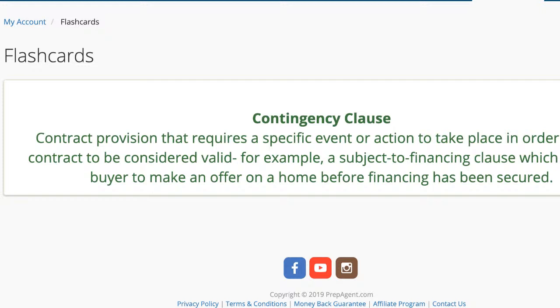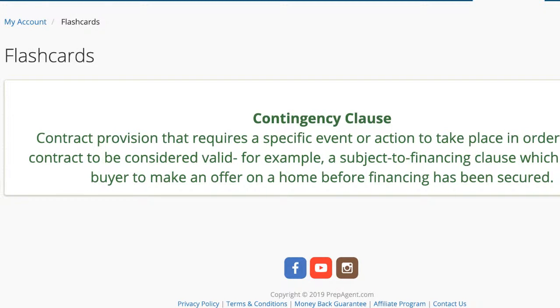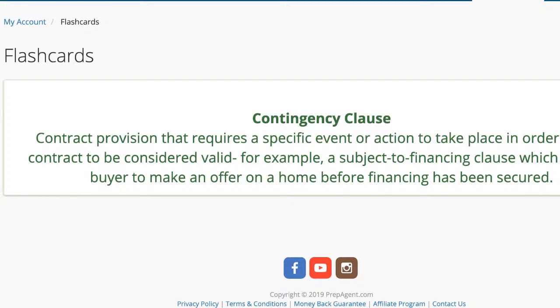Okay, a contingency clause, a contract provision that requires a specific event to happen. So, like, you could buy property contingent upon you getting a loan or contingent upon the appraisal coming through, or contingent upon the inspection. And what that means is you're not buying the property if those things don't happen. If you don't get the loan, if the inspection doesn't come out up to the proper standards, or the appraisal is not coordinating with the loan amount, things of that nature.